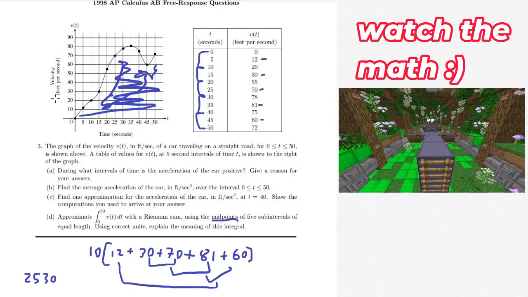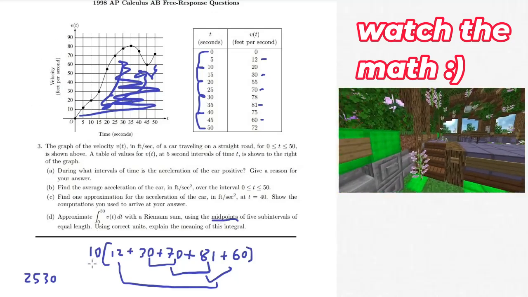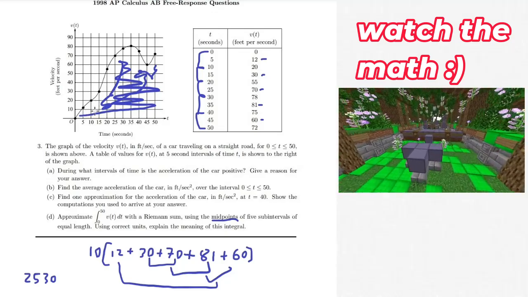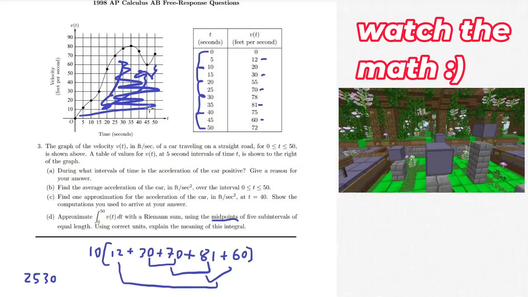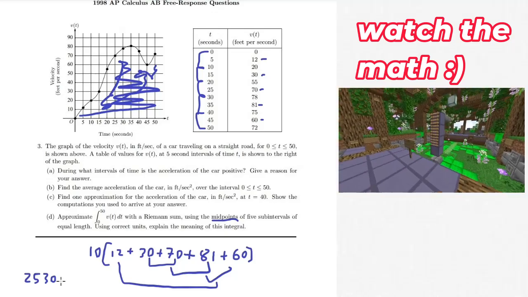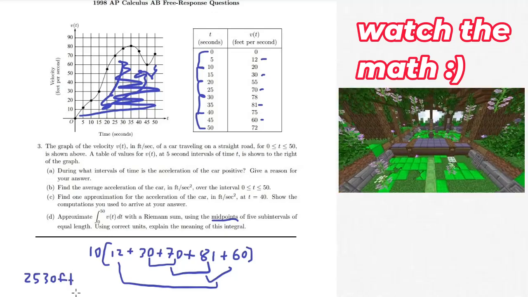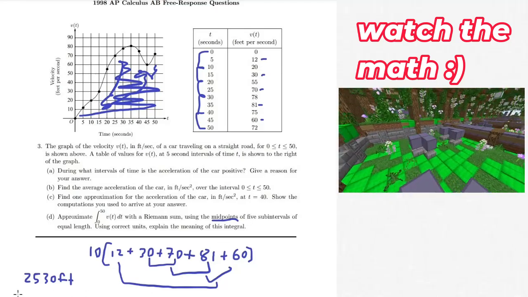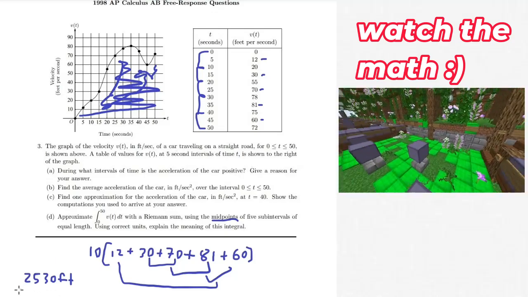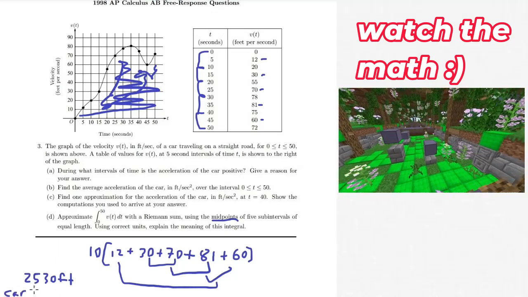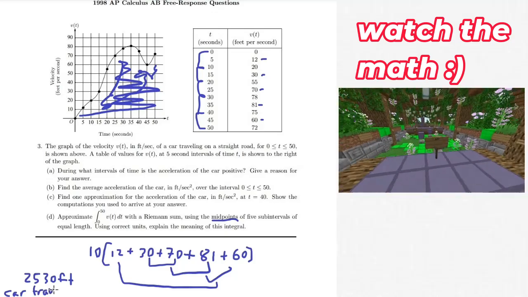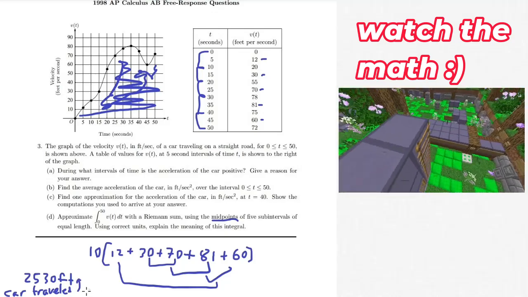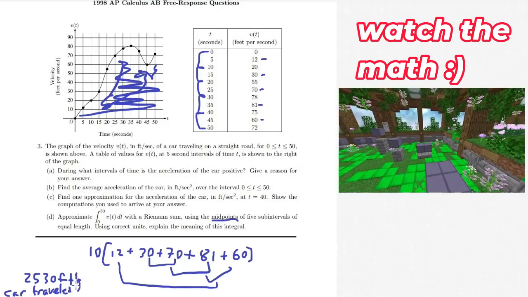So if we have this velocity and we're taking the integral, what are we really doing? We're trying to see how many feet, because this is in feet per second, this person traveled over this whole time. So the answer is going to be in feet. And if we want to explain it a little bit, it would mean that the car traveled that many feet. That's a lot of feet.